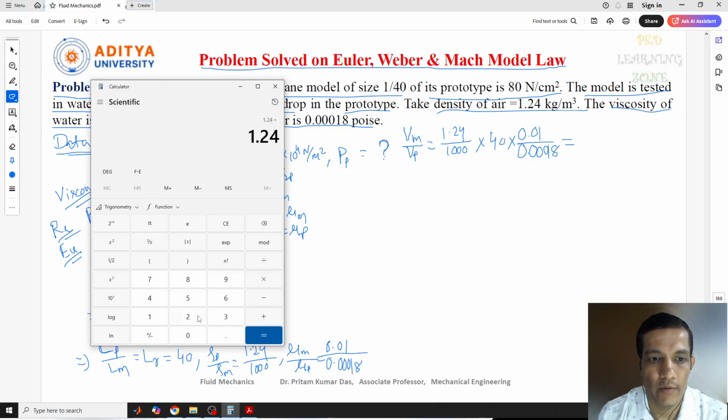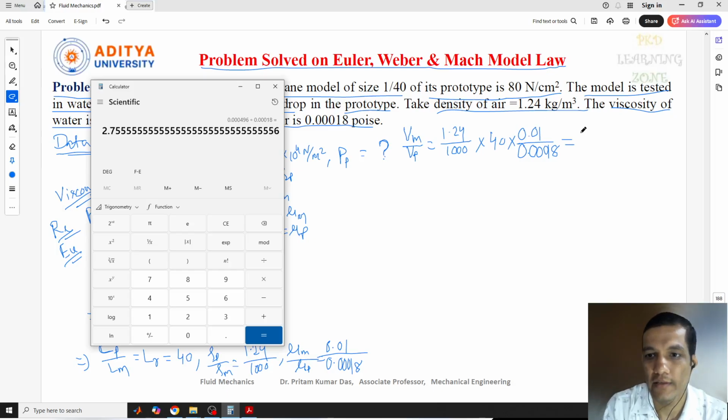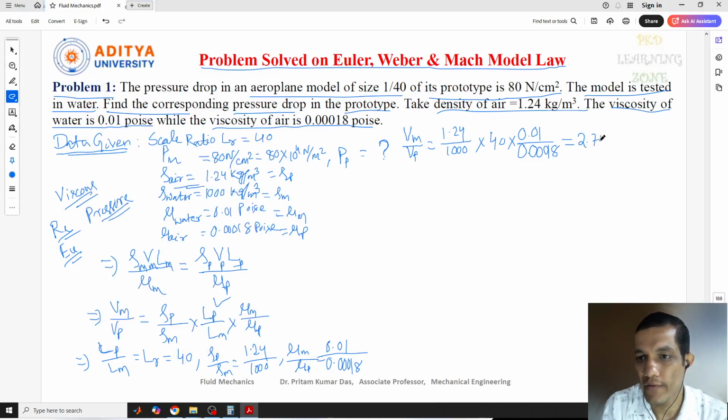1.24 divided by 1000 into 40 into 0.01 and divided by 0.00018. So we'll get the value of 2.755. So the same thing we can write, this is 2.755. So this is the ratio. This is not the ratio. Actually we can write Vp by Vm as the velocity ratio, but here we got Vm by Vp. Okay, we'll use this value in the next steps.